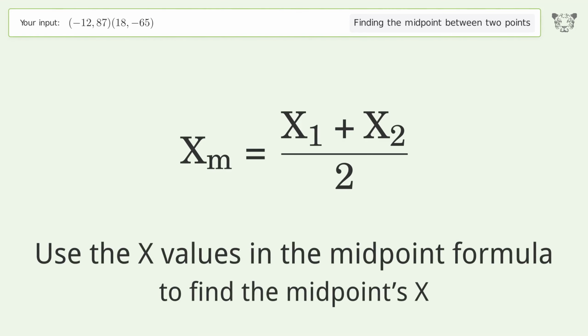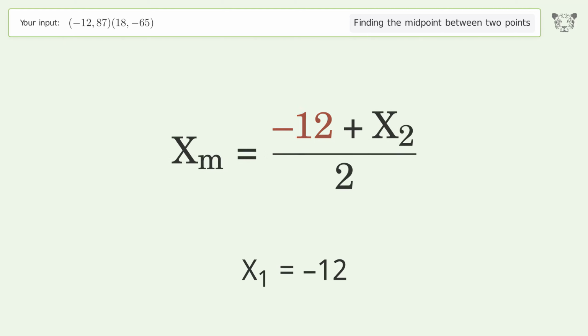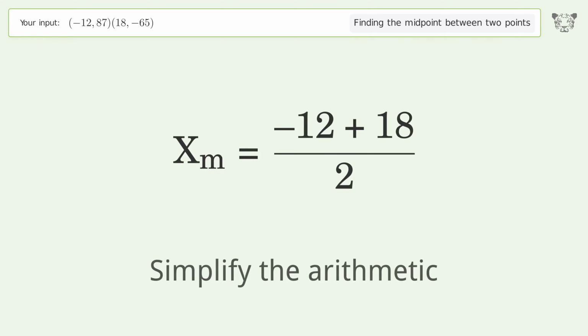Use the x values in the midpoint formula to find the midpoint's x. x1 equals -12. x2 equals 18. Simplify the arithmetic.